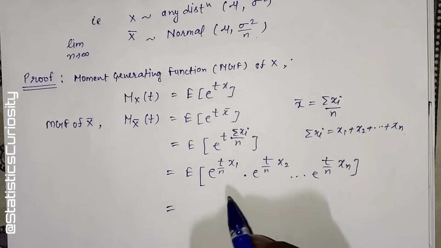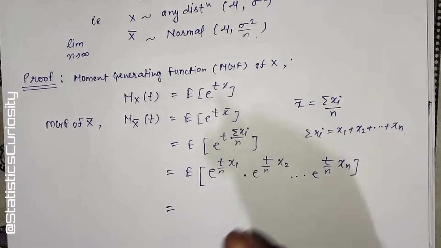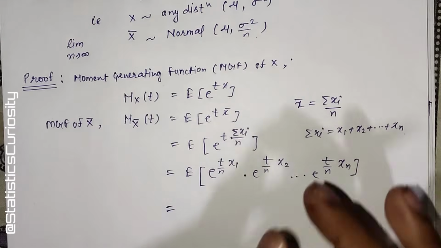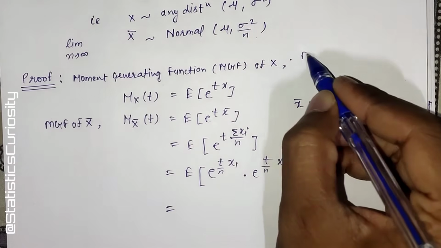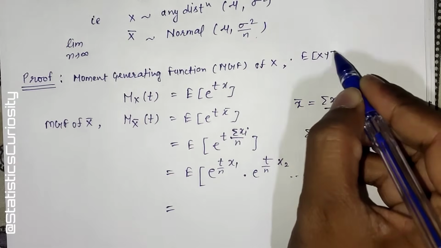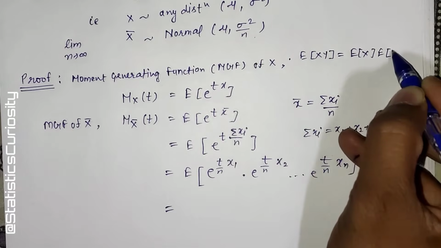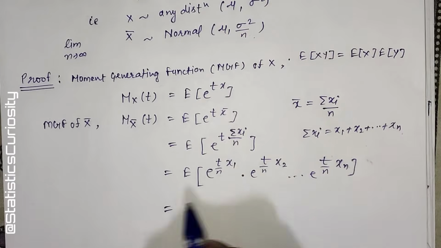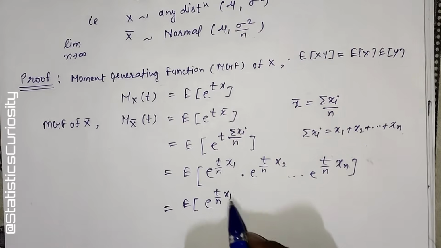Now we all know X1, X2, up to Xn is a random sample. As it is a random sample, the Xi's must be independent, and we all know if X and Y are independent, then the expectation of XY is the expectation of X multiplied by the expectation of Y. So the expectation of all these terms, we can write these terms individually.